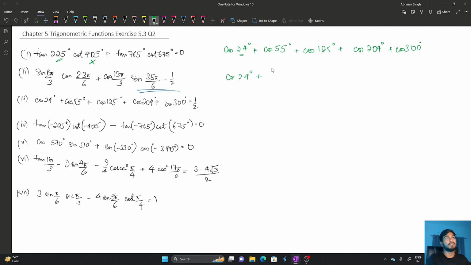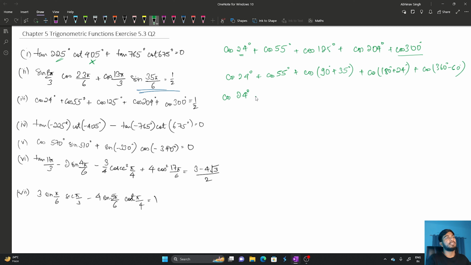Cos 55 degree also we can leave in this way. Now it is cos 125. So cos 125 can be written as 90 degree plus 35 degree, right? Then cos 204 degree. This could be written as cos 180 degree plus 24 degree. Now you are getting a hint why this 24 was there in the question, right? And then cos 300 degree can be written as 360 minus 60.